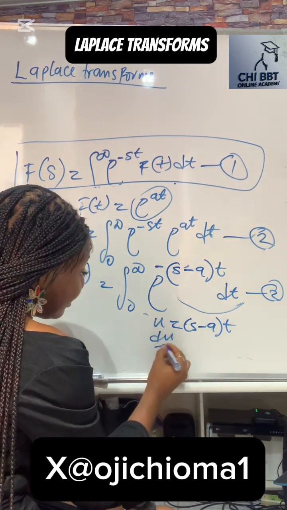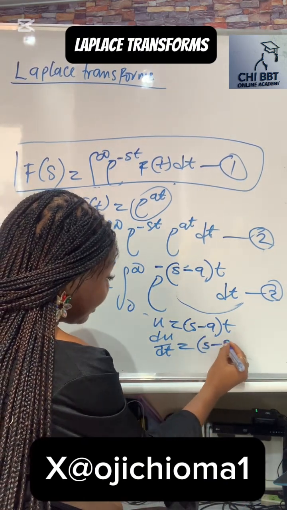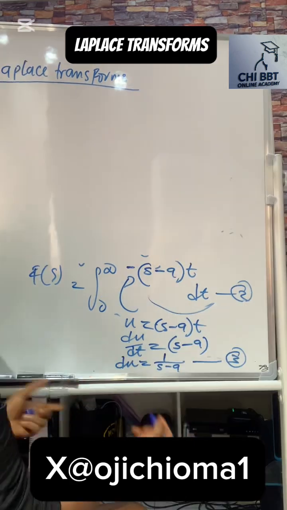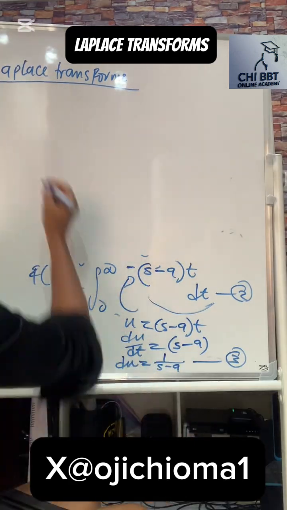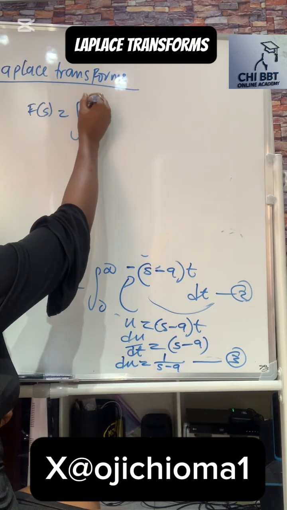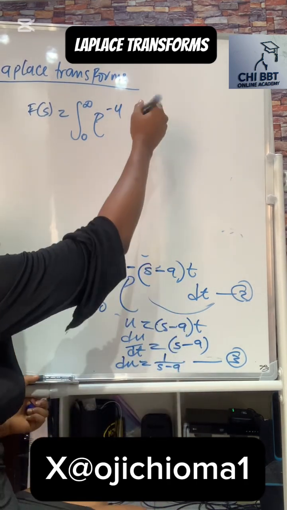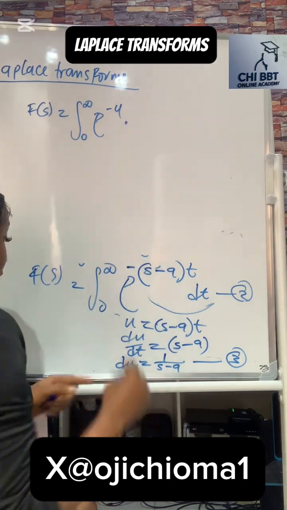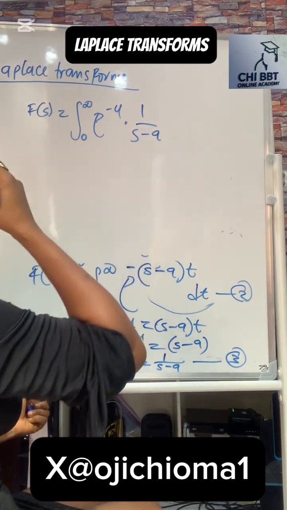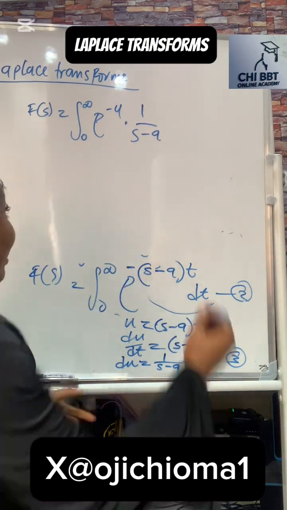Then du/dt equals s minus a, because when you differentiate this with respect to t, the t will definitely go out. Substitute this back into the equation. If you substitute, you have f of x equal to the integral of e to the minus u, because everything here is now u, and dt is now du over (s minus a). So doing it that way, what do we now have? We don't have the t anymore. Understand? We don't have the t.